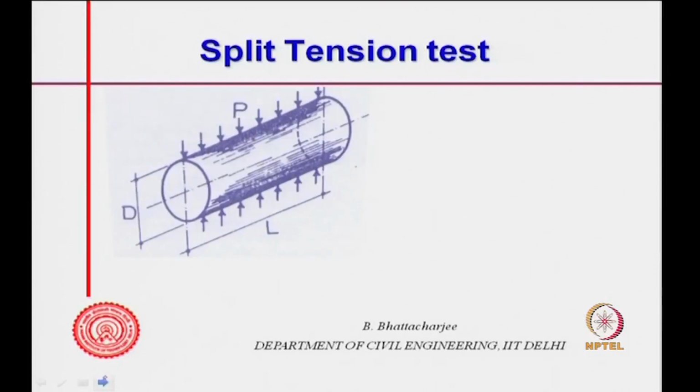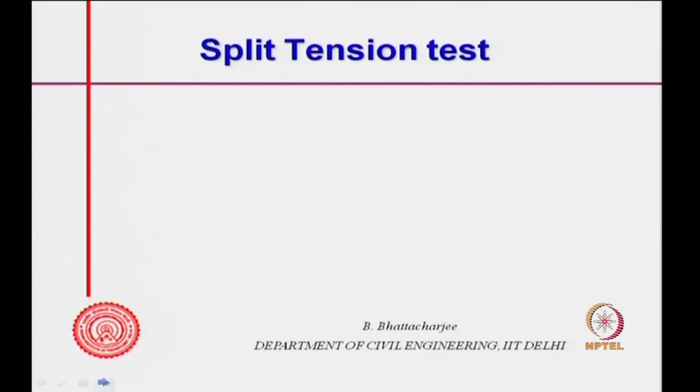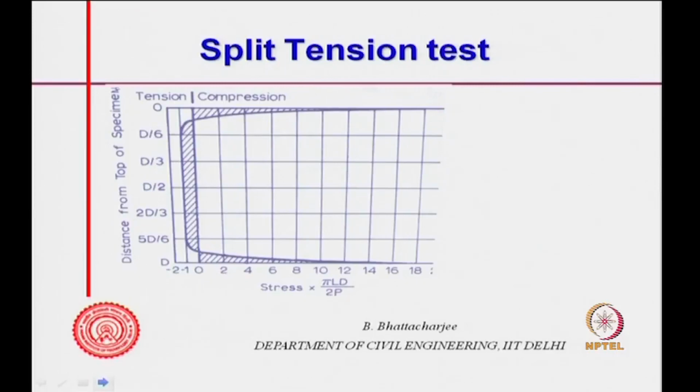This is how we do the split tension test. You apply load like this on a cylinder, along the line, over a small area P. If you take the stress at any point, that stress can be drawn from theory of elasticity. These concepts are available, and the stress diagram would look like this, where this is your compression, this is the tension.